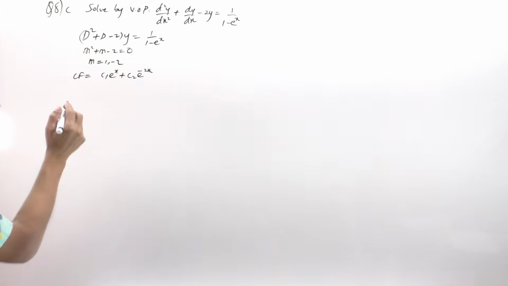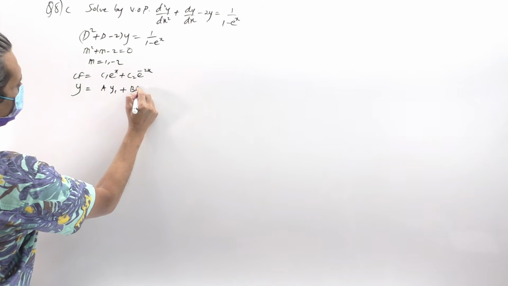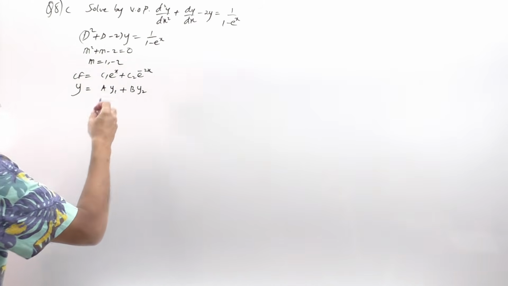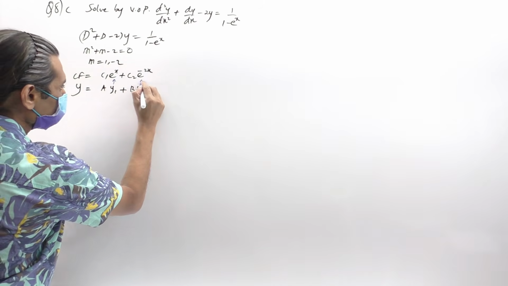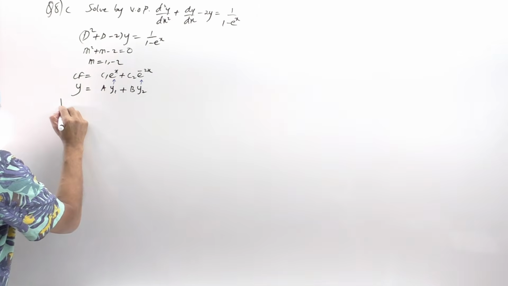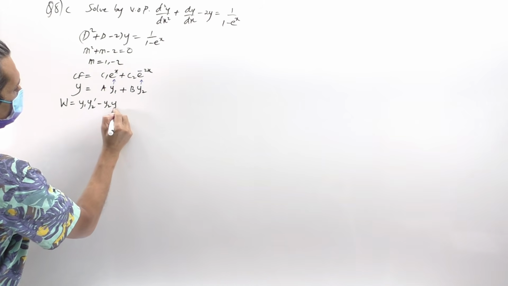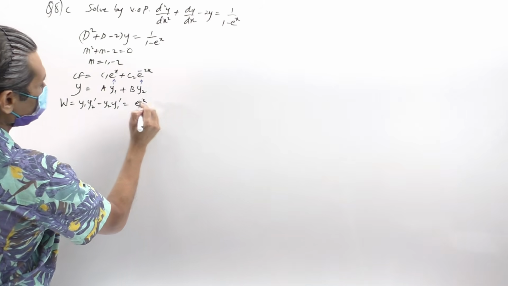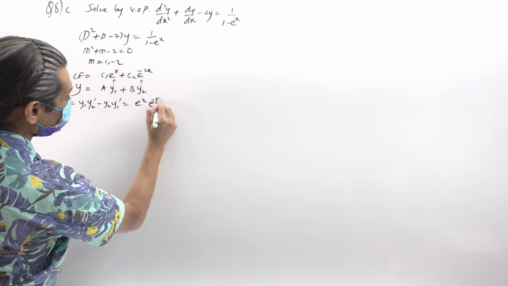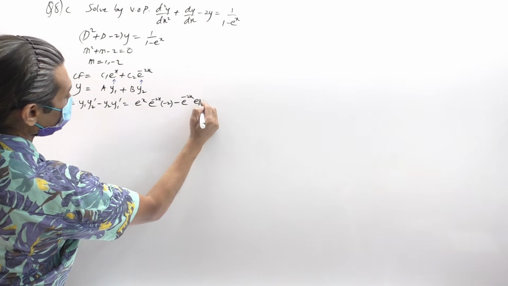Now from the CF, we write the solution as y is equal to a y1 plus b y2. That means here y1 is e raised to x and y2 is e raised to minus 2x. Now we need to find a very special term called the Wronskian W. So W is equal to y1 y2 dash minus y2 y1 dash, that is e raised to x into, see, y2 dash, differential of e raised to minus 2x is e raised to minus 2x into minus 2, minus e raised to minus 2x as it is, differential of e raised to x, e raised to x only.